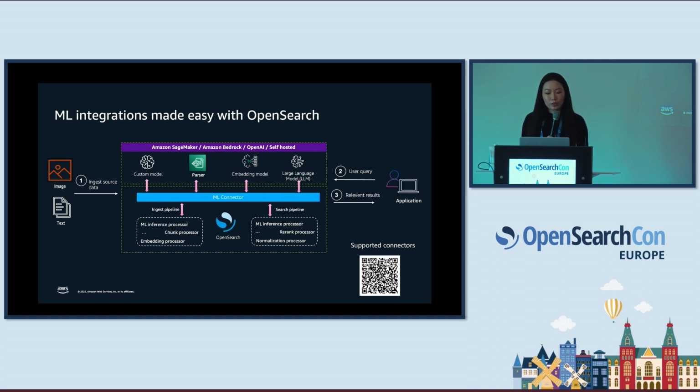So it depends on your use case. There are a lot of different processors you can use in search pipelines. If you would like to re-rank your search hits, you can use the re-rank processor. If you would like to normalize your scores, you can also try normalization processors.